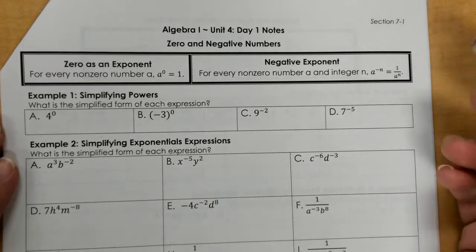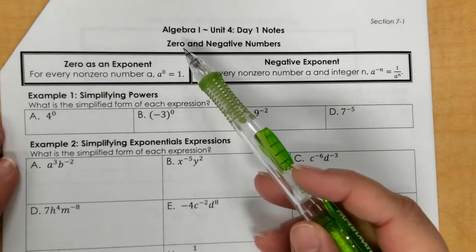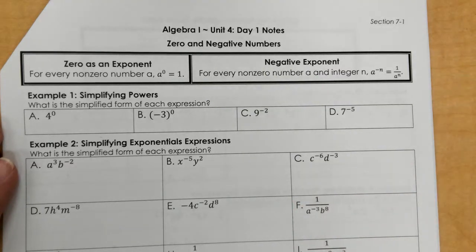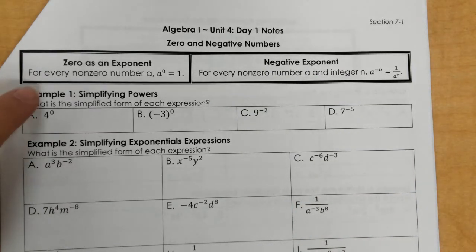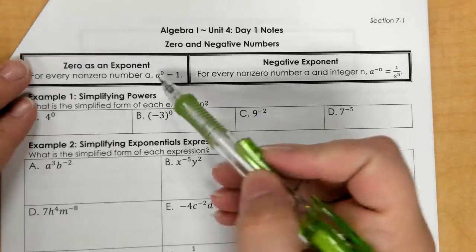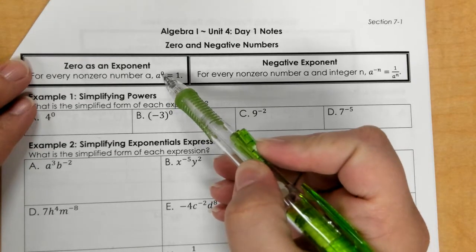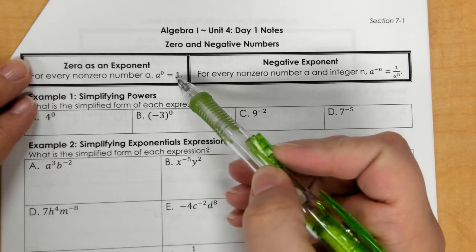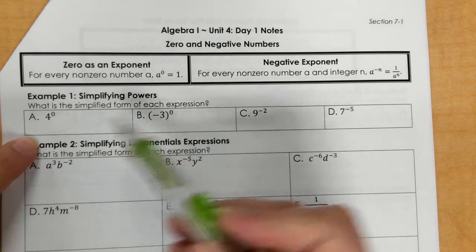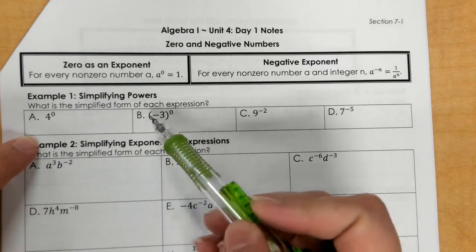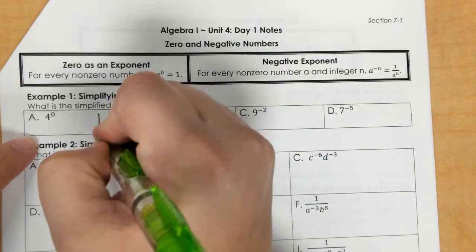Unit 4, Day 1 notes, the first topic will be 0 and negative exponents. So for 0, we'll look here, 0 as an exponent. For every non-zero number, a to the 0 is 1. So anything to the 0 power is 1. So if we look at these two examples here, 4 to the 0, negative 3 to the 0, these are both the answer of 1.